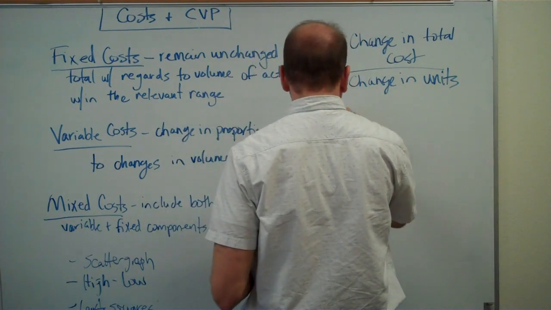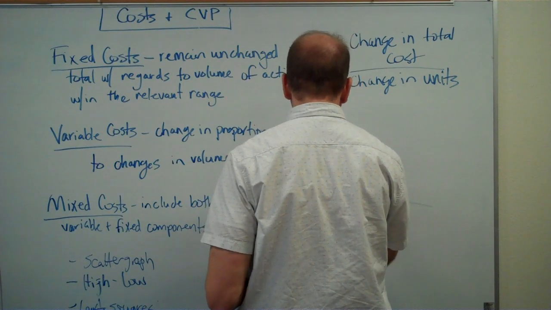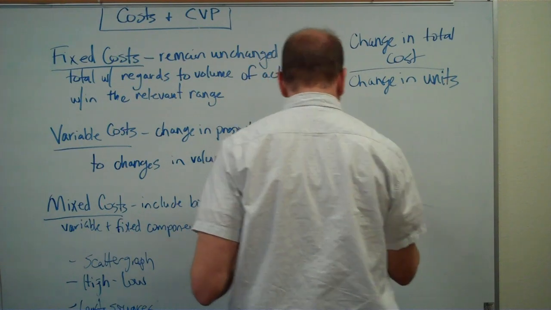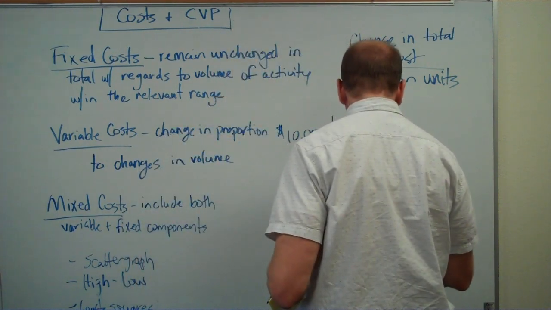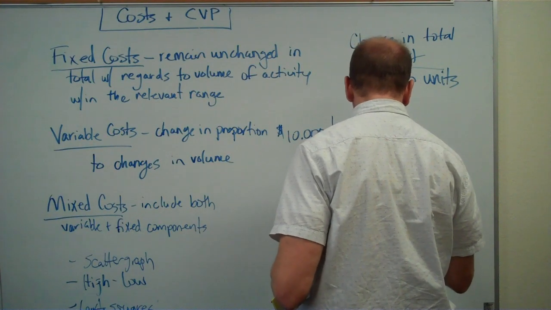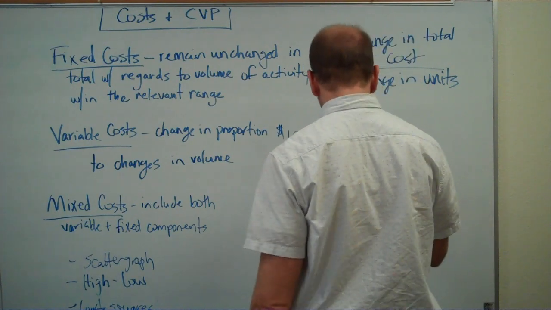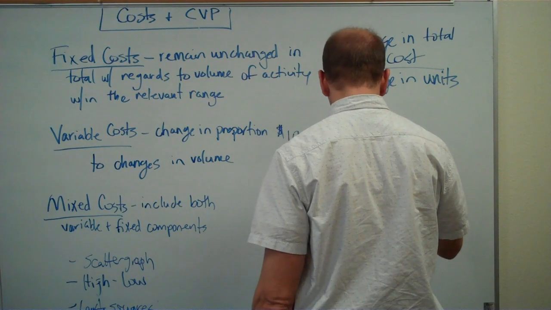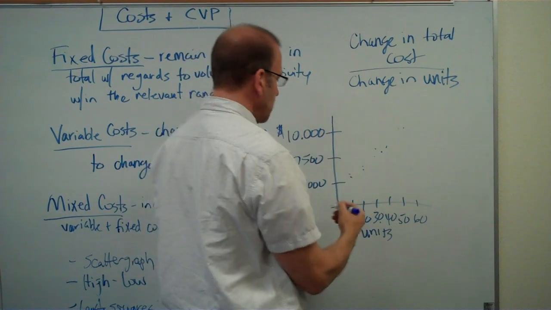Now with a scatter graph, what you do, and I'm going to try and do this really quickly, you plot all of your activity for that time period. So this is cost, and then these are units over here. 10, 20, 30, these are thousands. So 10,000, 20,000, 30,000, 40,000, 50,000, 60,000. Okay, so let's say this is what took place during the year.